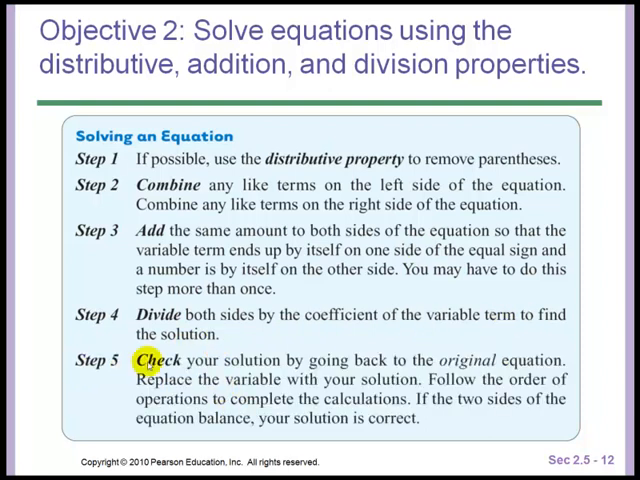And lastly, step 5, check your solution by going back to the original equation. Replace the variable with your solution and then follow the order of operations to complete the calculations. If the two sides of the equation balance, your solution is correct. Generally, when you're doing My Math Lab, you don't have to worry about this because it automatically checks it for you. However, on your quizzes and on your test, it is nice to check your answer before you turn it in to see if you're right or not.